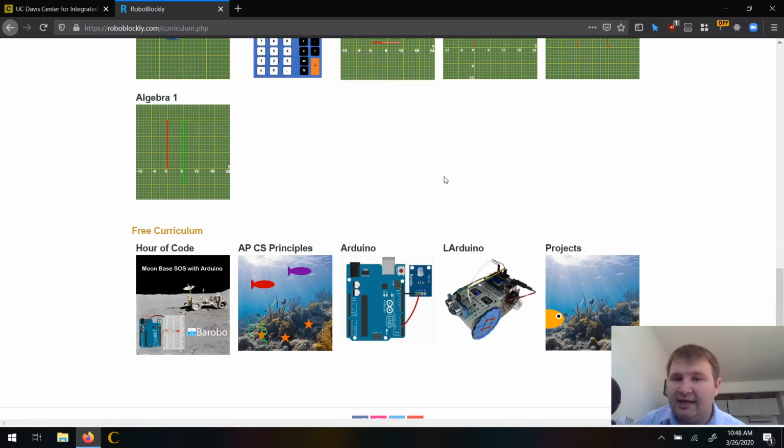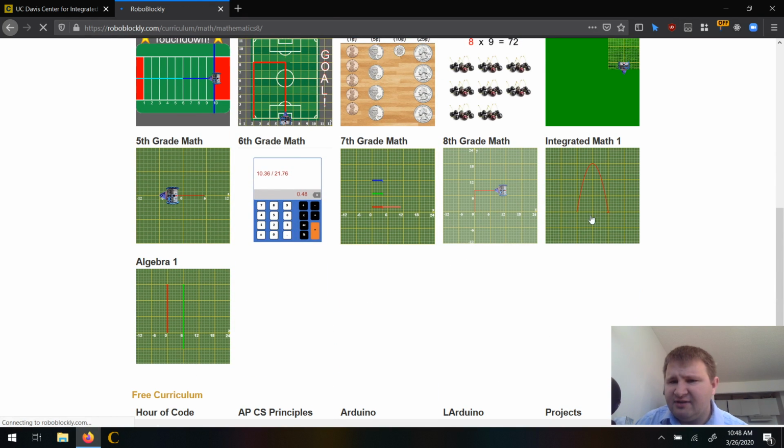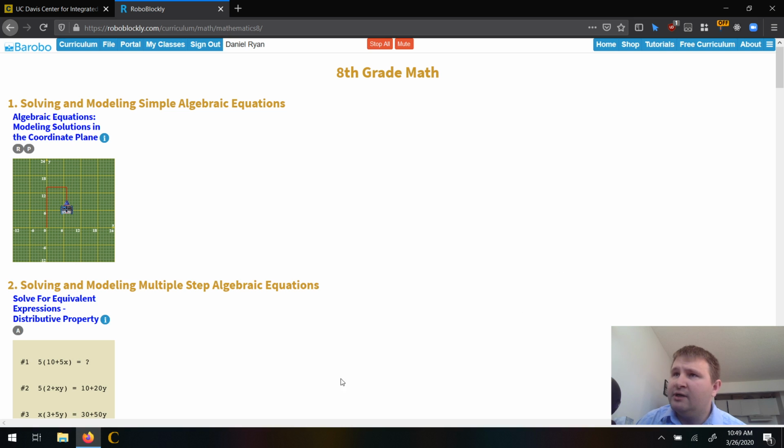I'm going to do a quick overview once again of our 8th grade math, and then if I have a little bit more time, I might dip into the Algebra 1 and Integrated Math 1 for those students who might be ready for the next step.